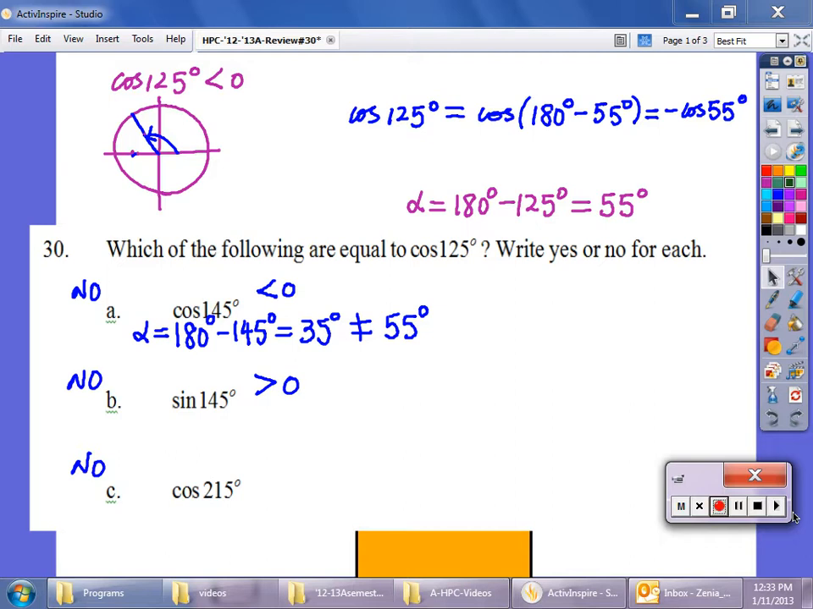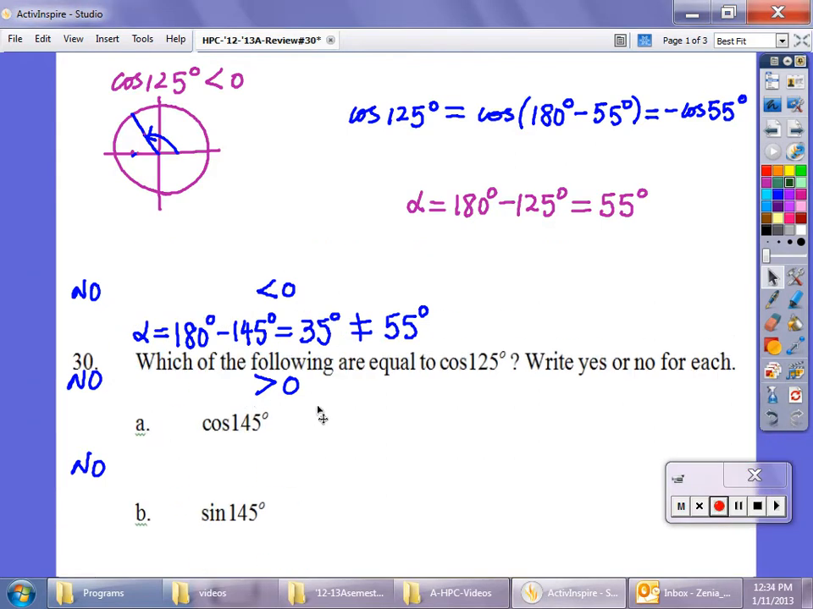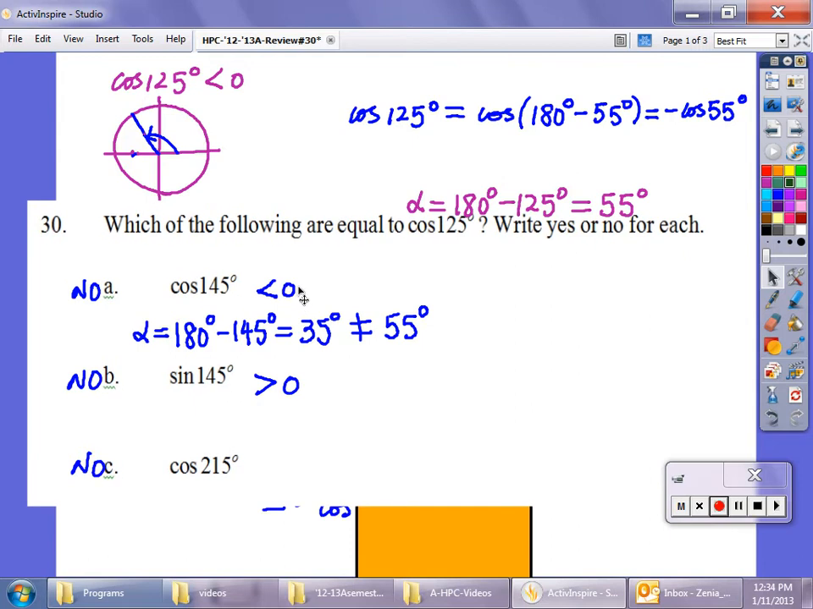One can also use the sum, actually the difference identity, to write that cosine 125 degrees is equal to negative cosine 55 degrees, as the 55 degrees angle is the reference angle. So for part A, they ask you to find whether cosine of 145 is the same as cosine 125 degrees.